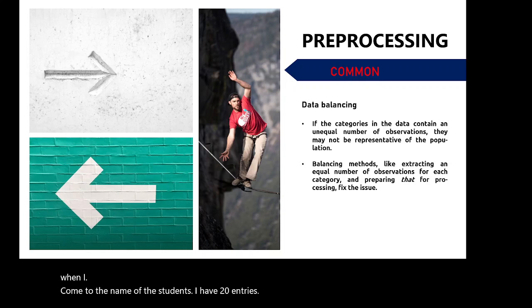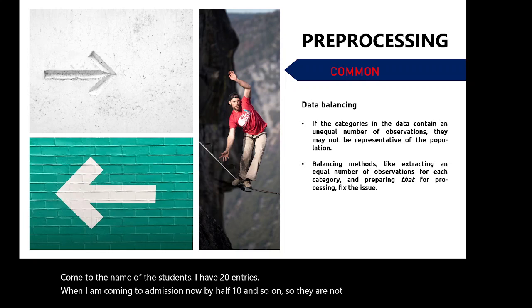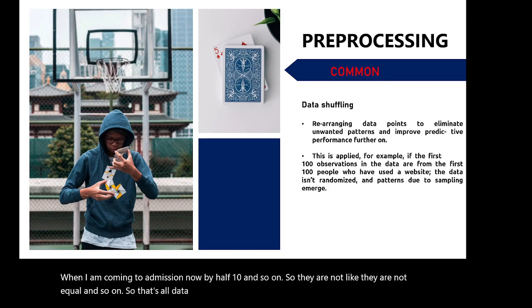When I am coming to admission number, I have 10, and so on. So they are not equal, and so on. So that's called data balancing.